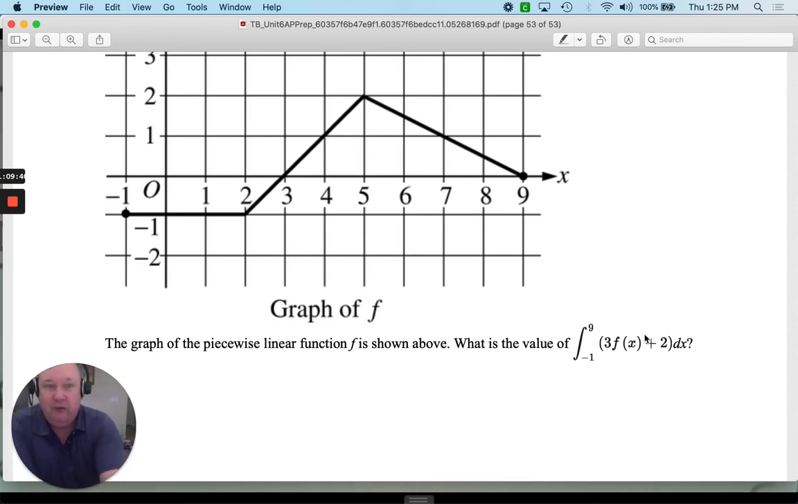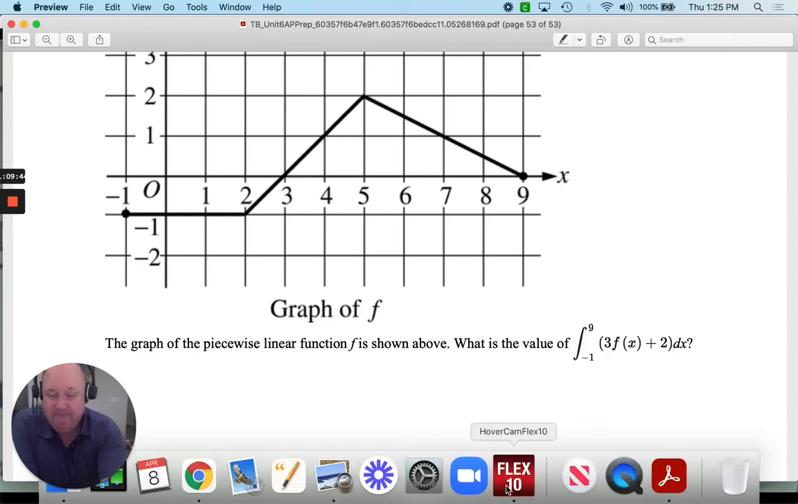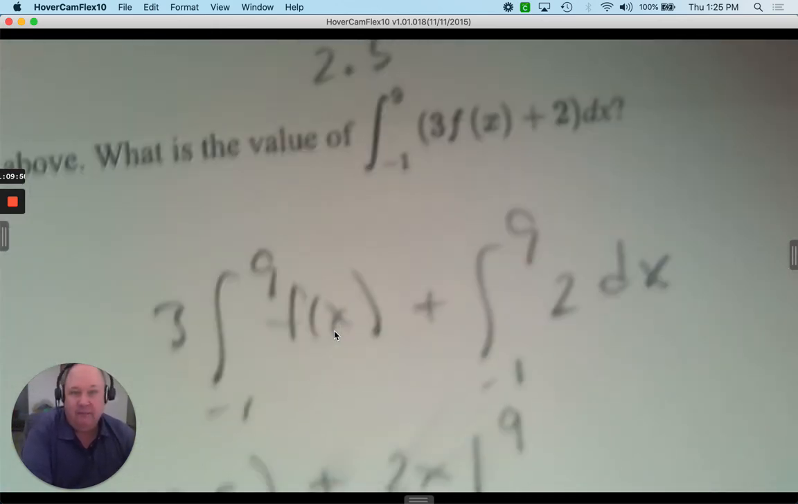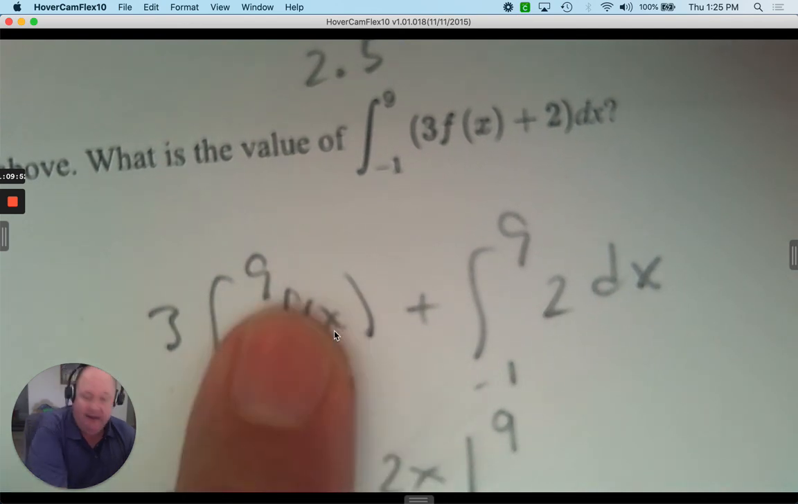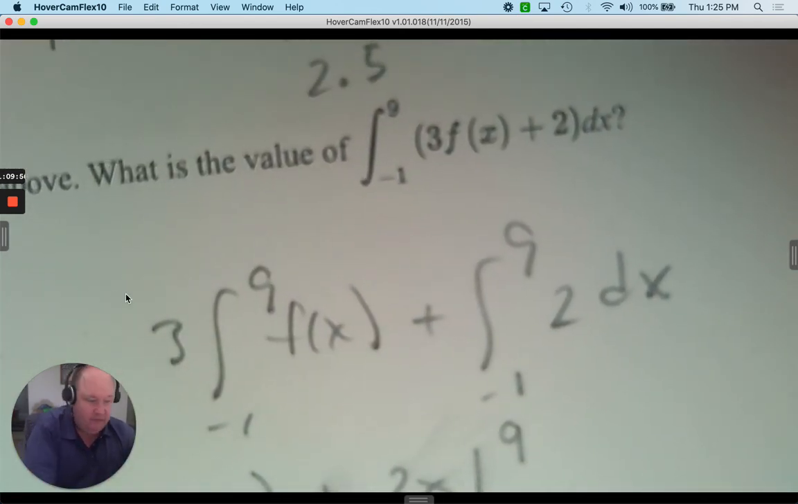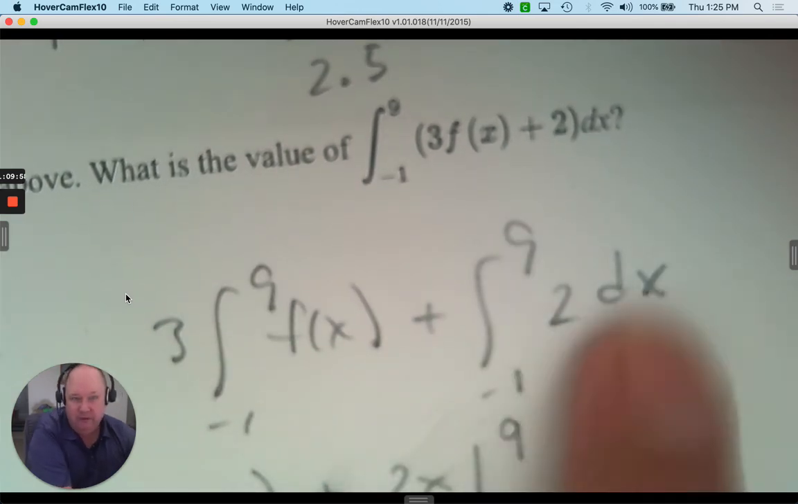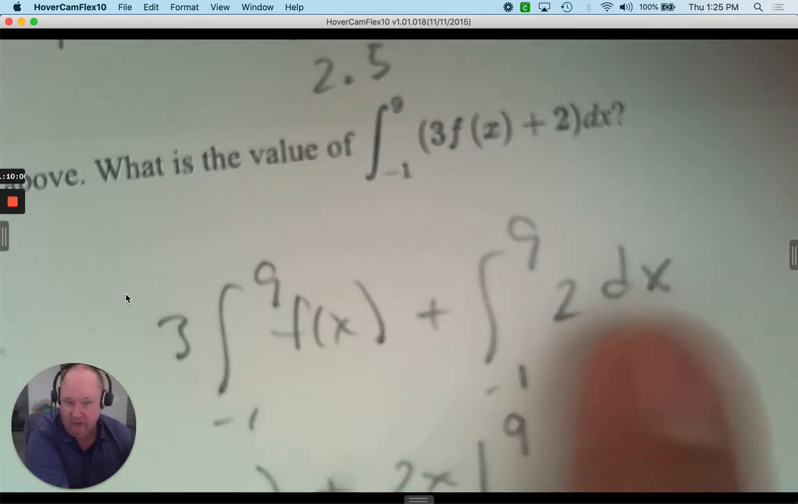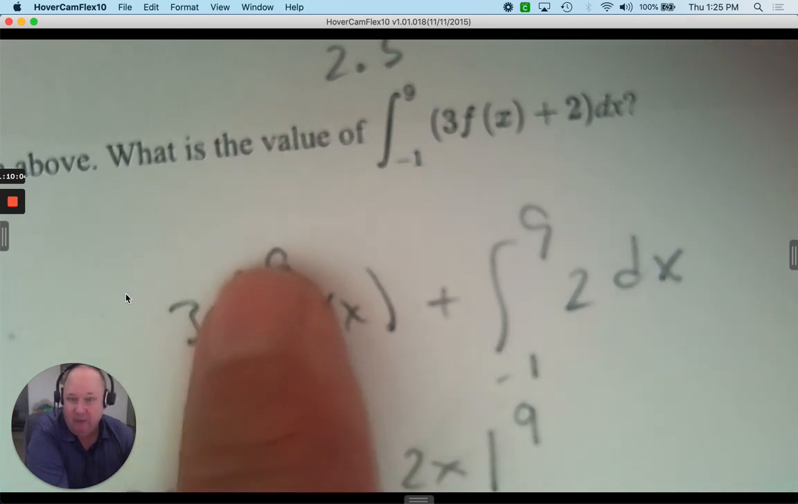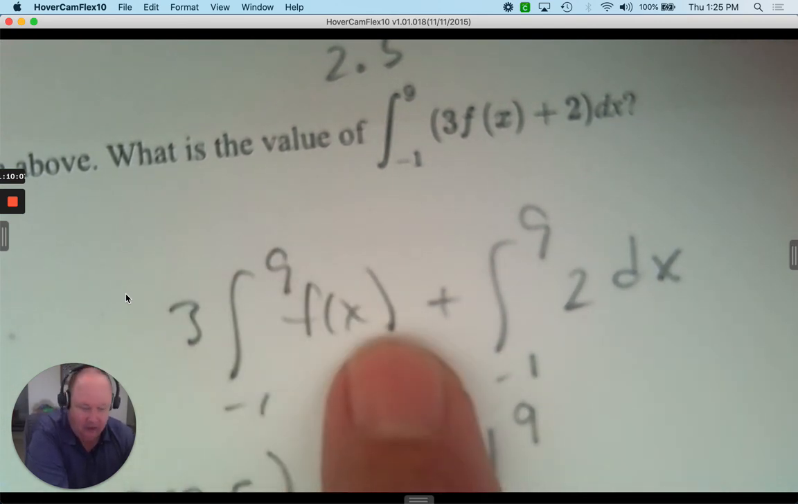So let me show you. So it's going to end up being, you're going to separate it into 2 integrations. So the first integration is going to be 3 times f at x, but you can put the 3 in front. And the second one is plus 2. This second one, you don't need the graph at all. You're just going to do it algebraically. This one, you need the graph. From -1 to 9, how do you integrate off a graph?